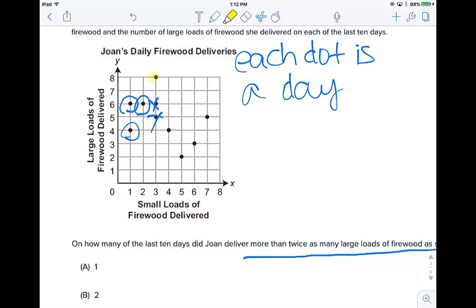And then we have 3 small and 8 large. 3 times 2 is 6. 8 is bigger than 6. So that would be a possibility.